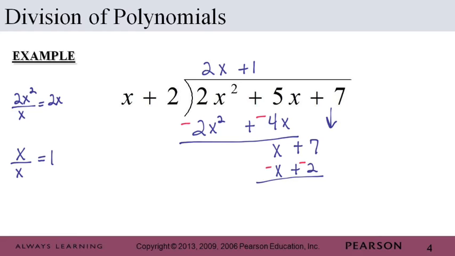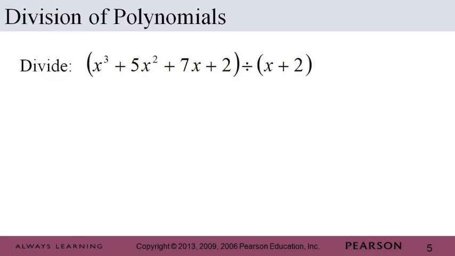And we'll get x plus negative x is nothing. That's what we want. And then 7 plus negative 2 is 5. And so 5, notice, now is the remainder, because there is not enough here for x to go in. And so we just say that 5 is the remainder. And just like we did with the mixed number, we put the remainder over the divisor. So we were dividing by x plus 2, so we put the remainder over x plus 2. So our final answer is 2x plus 1 plus 5 over x plus 2.